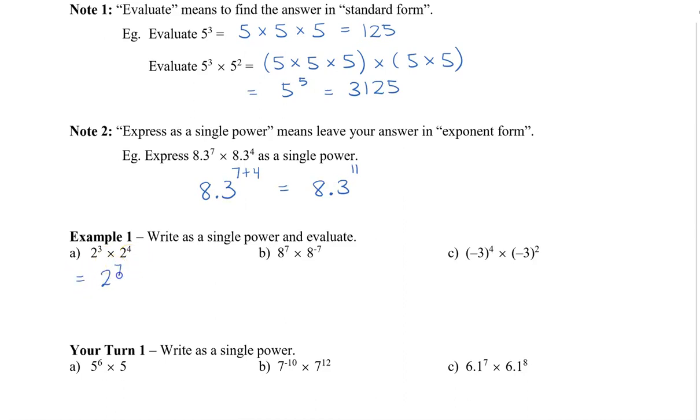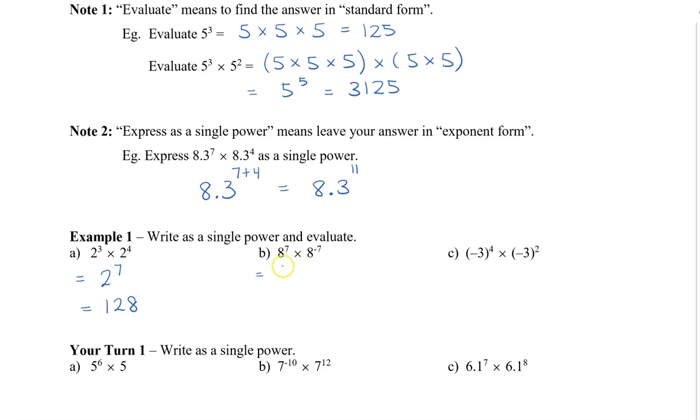So that's 2 to the 7. So that's our single power. And remember, to evaluate means to write this in standard form. So 2 to the 7 means we're going to have 2 times 2 times 2 times 2 times 2 times 2 times 2. So 7 2s. And that's going to be 128.